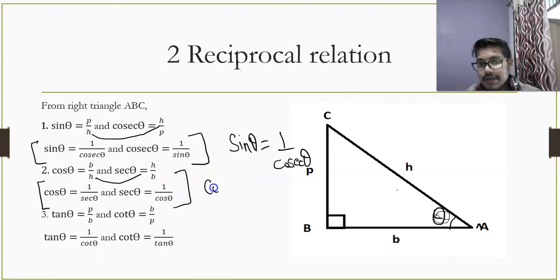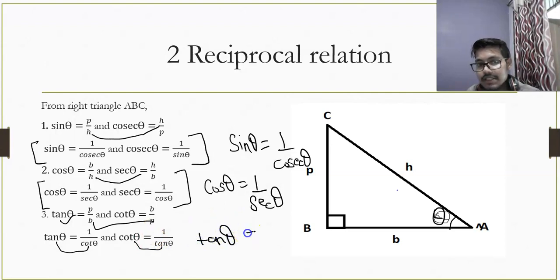And cos theta, we can write it as 1 upon sec theta. From the third point, tan theta equals perpendicular upon base and cot theta equals base upon perpendicular. Here we get the reciprocal relation between tan theta and cot theta. Tan theta is the reciprocal of cot theta, 1 upon cot theta, and cot theta is the reciprocal of tan theta. So here we derive tan theta equal to 1 upon cot theta.